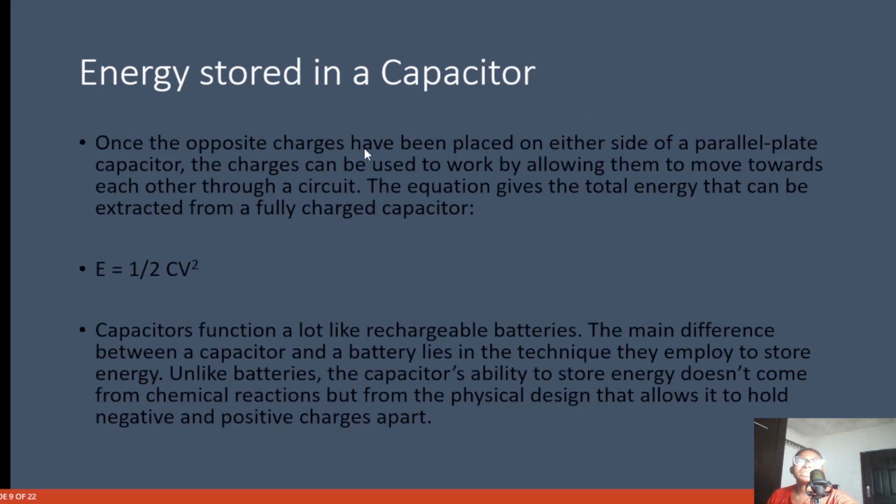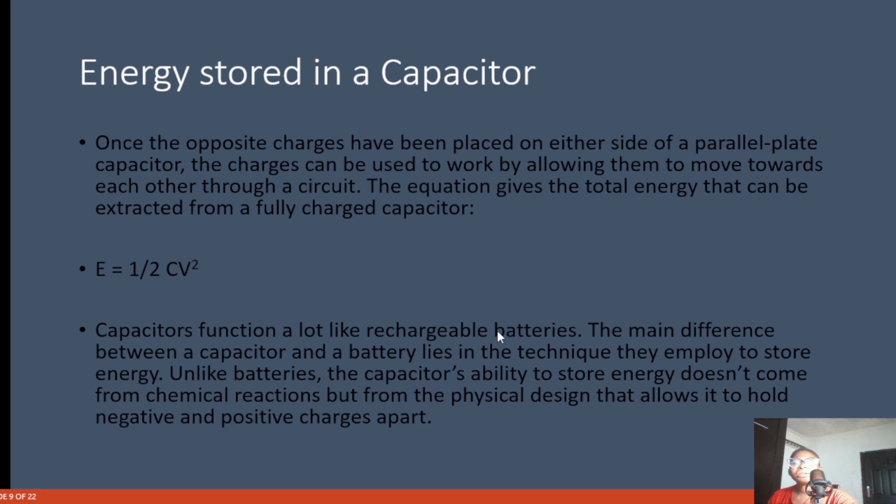So, energy stored in a capacitor. Once the opposite charges have been placed on either side of the parallel plate capacitor, the charges can be used to do work by allowing them to move towards each other through a circuit. The equation gives the total energy that can be extracted from a fully charged capacitor. So the energy in a capacitor is given as 1/2 CV squared, and that is how to get the energy stored in a capacitor.